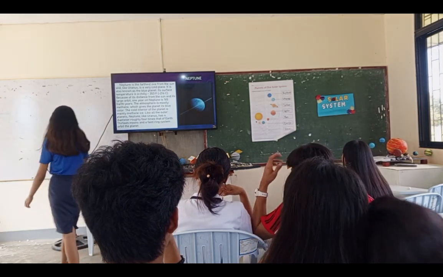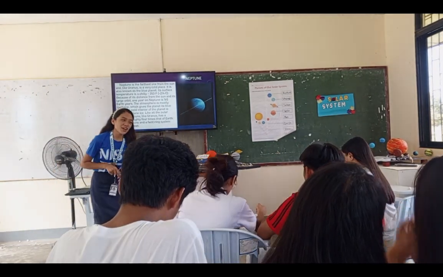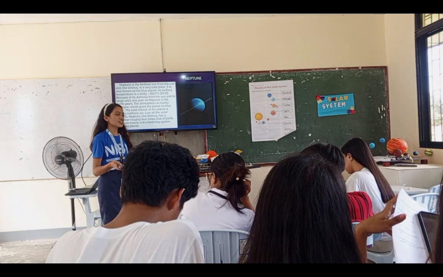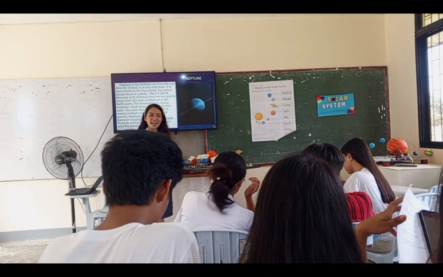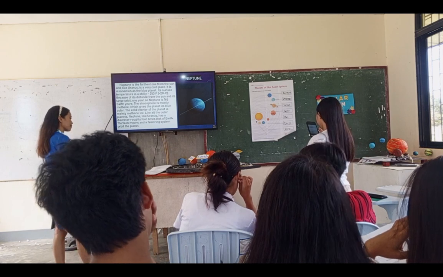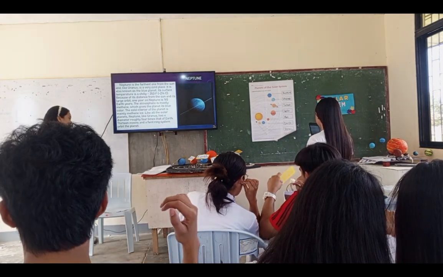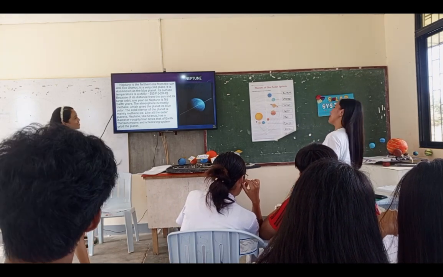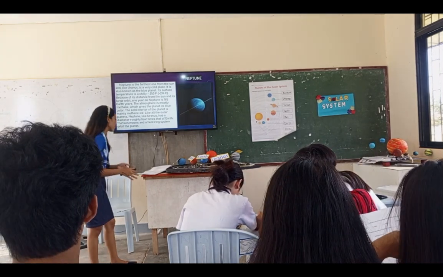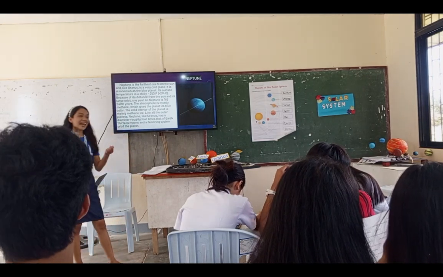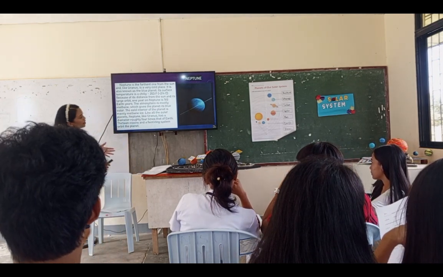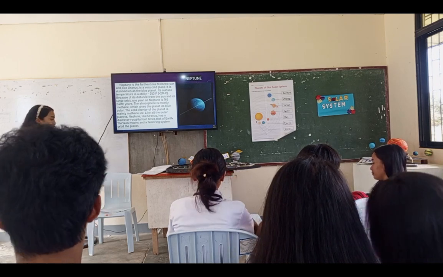Terrestrial and Jovian planets. Okay, since you already know the different planets in our solar system, who can tell the class what are the differences between terrestrial and Jovian planets? Eva? They are different in size, distance, composition, gases in atmosphere, number of moons, and movement. Very good, Eva. Okay. Terrestrial and Jovian planets differ in size, distance, composition, gases in atmosphere, number of moons, and movement.